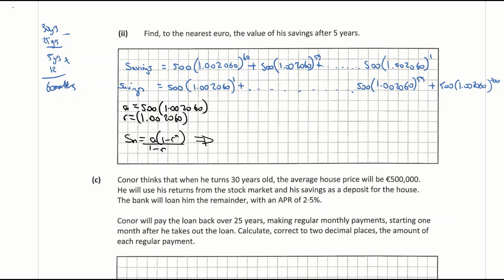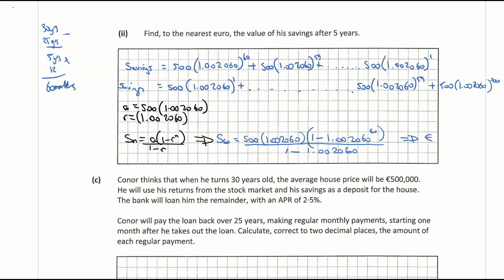And I'm doing it for S60, 60 months, A being 500 times 1.002060. And then I'm multiplying that by 1 minus R. R is 1.002060. And that's to the power of n, which is 60 months. That then is all over 1 minus R, which is 1 minus 1.002060. So a lot of decimal points here. We just have to be very careful as we fill in the formula.